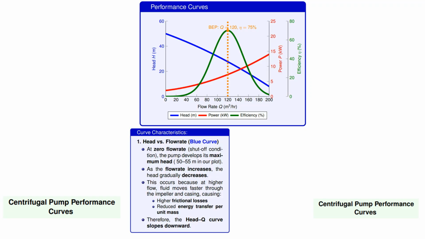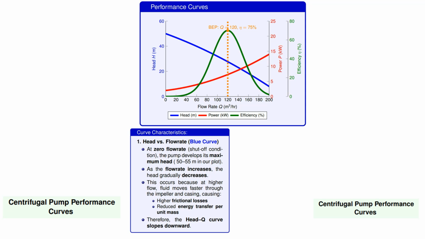Let's start with the head curve in blue. At zero flow rate, what we call the startup condition, the pump develops its maximum head of about 50 to 55 meters. As flow rate increases, the head gradually decreases.